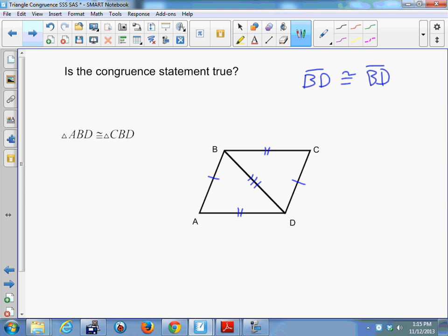So we have triangle A, B, we go in the direction of the one tick mark, and then we go in the direction of the three tick marks, and then two. So it went one tick mark, and then three tick marks, and then two. That's how we're going to break it down and see if it is a correct congruence.